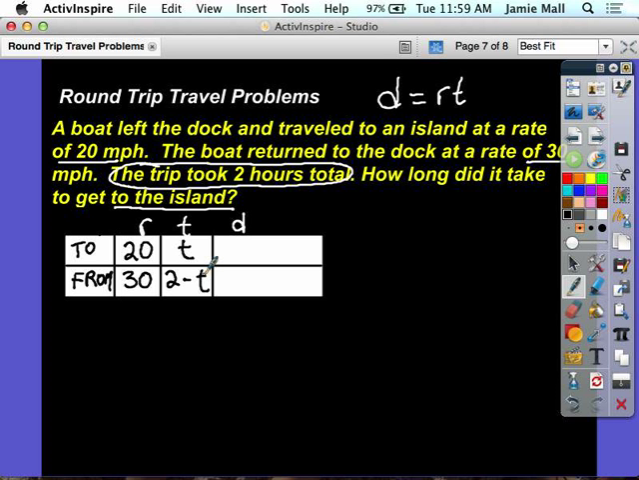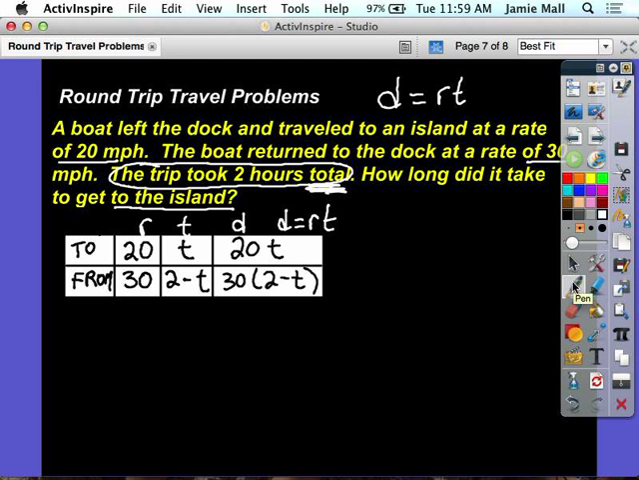It's different from same direction. In same direction, we were doing t and t minus 2 because the person was leaving 2 hours later. This is different because we already know the total travel time, and since we know the total travel time, we can include that as part of our table. Now we know that since distance is equal to rate times time, 20 times t, 20t gives us our distance to the island. 30 times the quantity of 2 minus t gives us our distance back from the island. Again, we got that because distance is equal to rate times time.